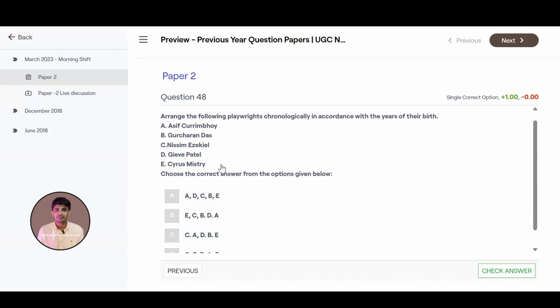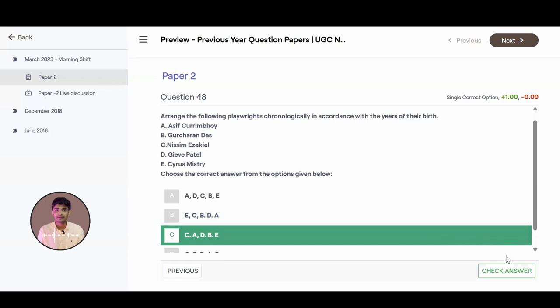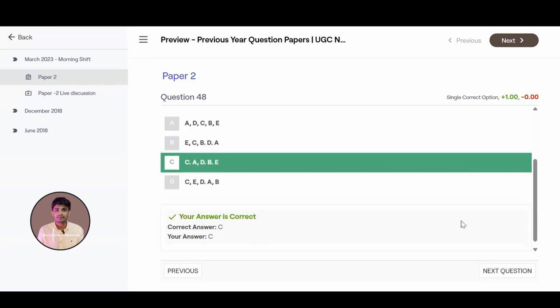Anybody? This demands that you should be able to place them in their respective decade of birth. No, even that is difficult. You should know the exact date of birth or at least the decade of birth to place them. Again, a little difficult. Can you take a guess? Anybody? Let's go with C.